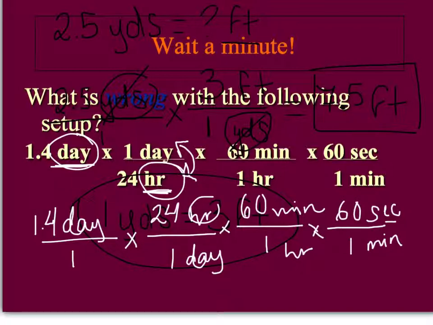That way when you look at it, all of your units have one on top and one on bottom, so they can cancel out. Except for seconds, which is what you want in your answer anyway. To finish this problem, all you would do is multiply all the tops and divide by the bottom, and that would give you your answer.